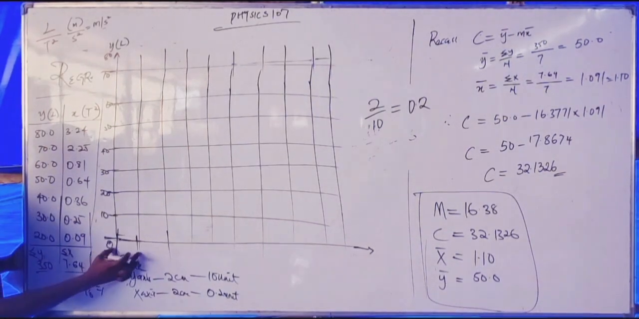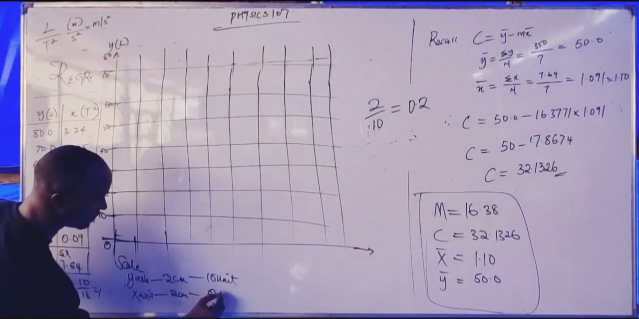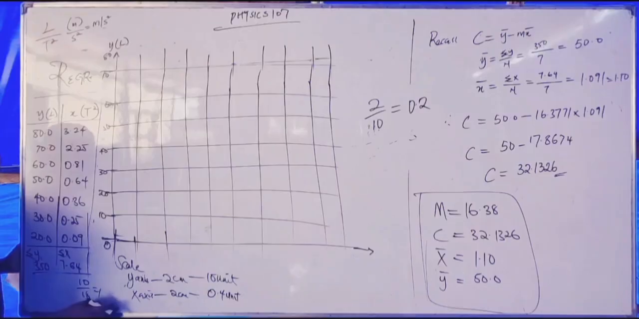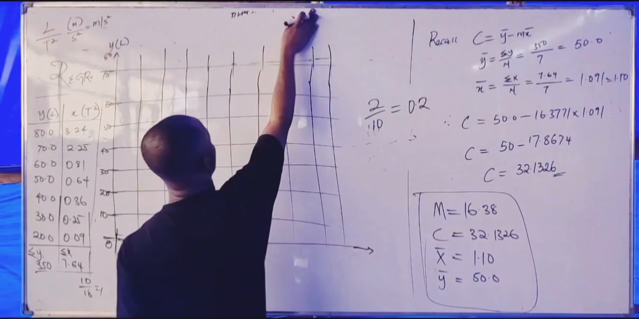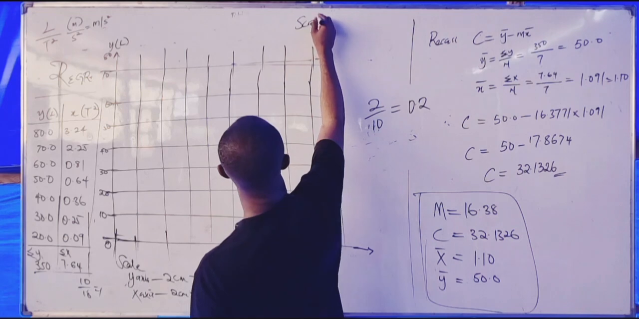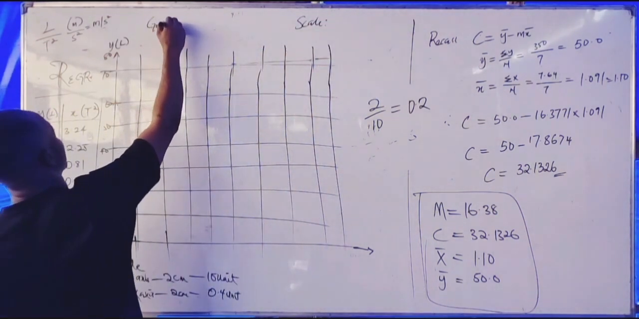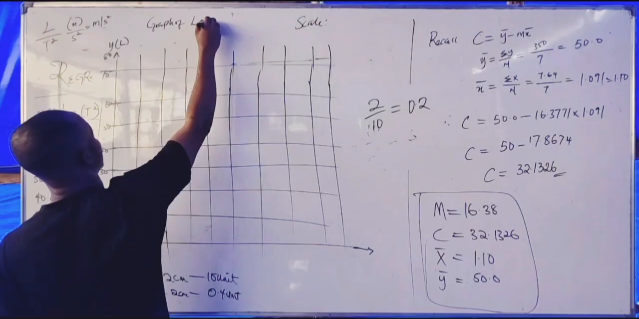Now let's look at this here. We are using 0.4 now, 4 units on the x-axis. Don't forget that in your graph, your scale is always on the right hand side. You have your scale here. Then you have your title here, right? Graph of what, against what?